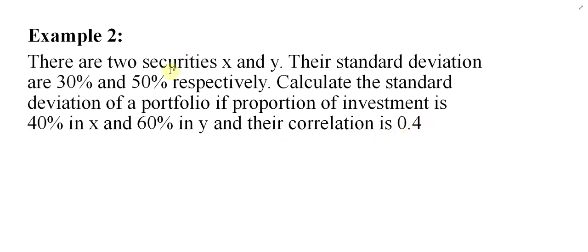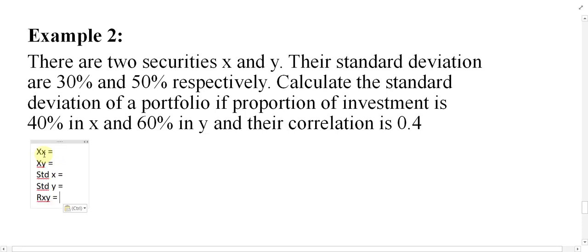If this is so, once again, first of all, you have to find out XX, XY, standard deviation of X, standard deviation of Y, and so on. So let me take this information from the previous example, right? XX means proportion of investment in X. How much is invested in X? 40% is invested in X. How much is invested in Y? 60% is invested in Y.